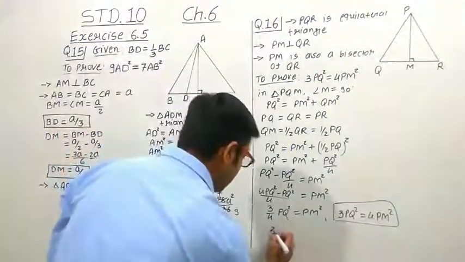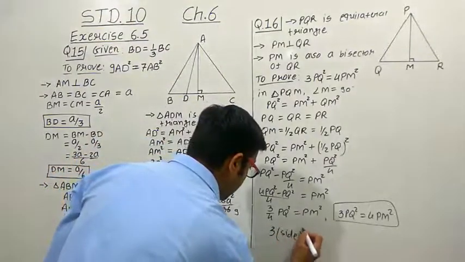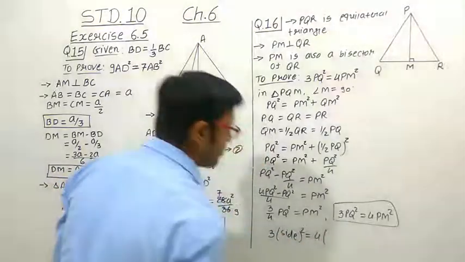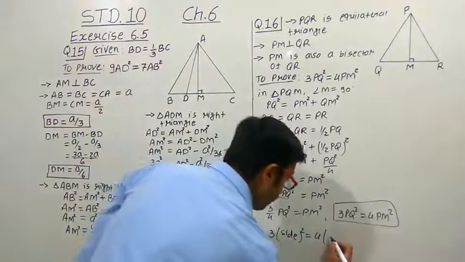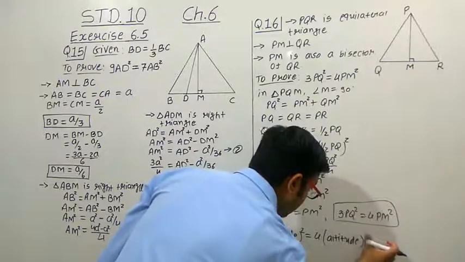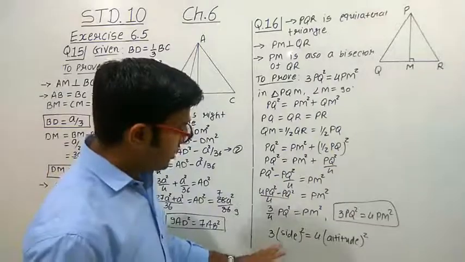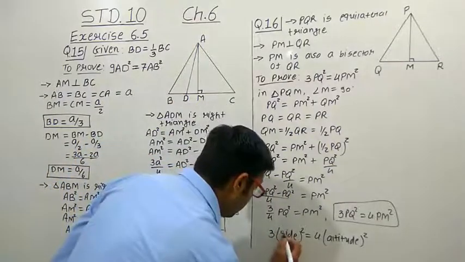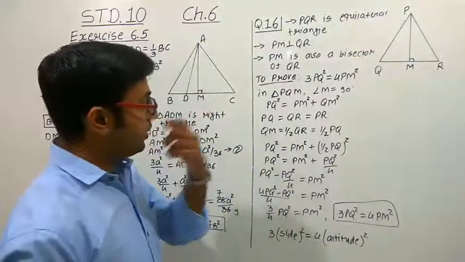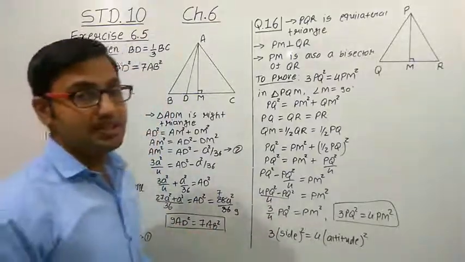Okay, we can write it as: what is PQ? PQ is the side. So 3 times the side square is equal to 4 times the altitude square, as we have taken PM as the altitude. So we have proved that in an equilateral triangle, 3 times the side square is equal to 4 times the altitude square. Okay, we can take another altitude and prove the same thing. Right? So this is all about this lecture.